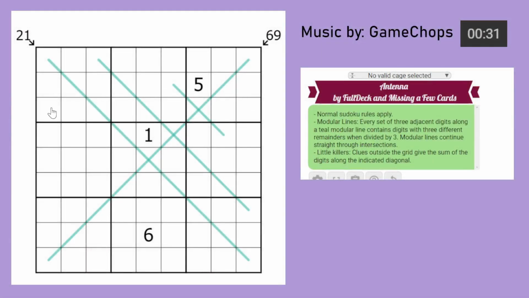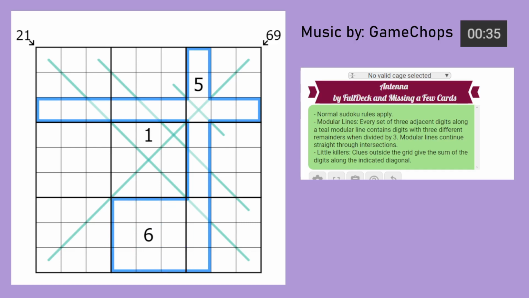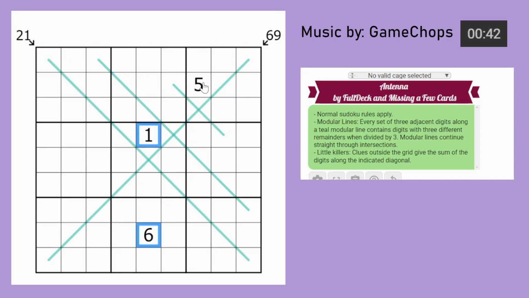Okay, normal Sudoku rules apply. So digits 1 to 9 in every row, every column, and every 3x3 box. Actually, can you guys see the clues? Oh yeah, you can. Okay, sure. You can see the numbers here. Actually, there's only 2 clues, mostly. 2 big numbers to worry about. Sorry.